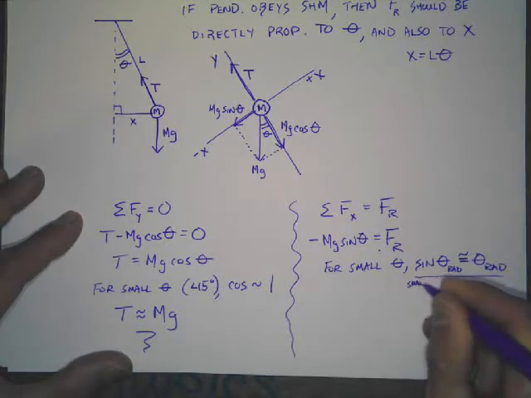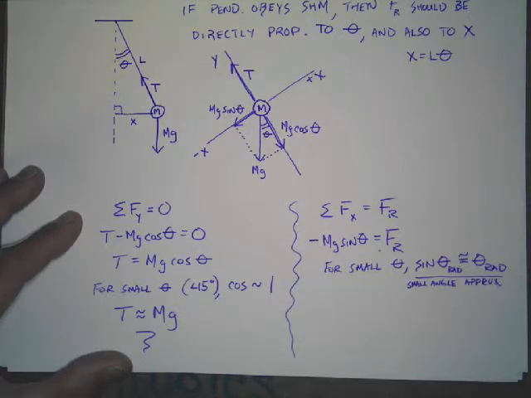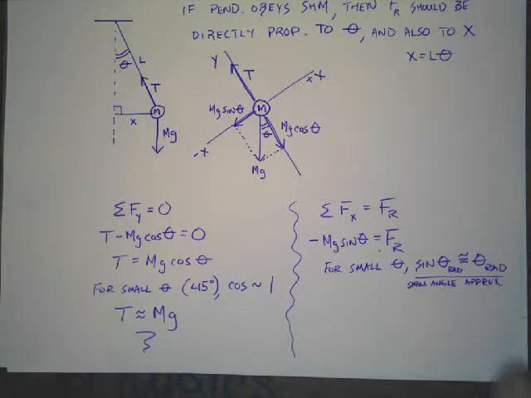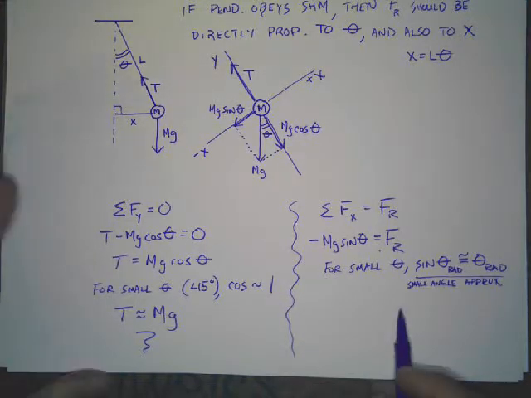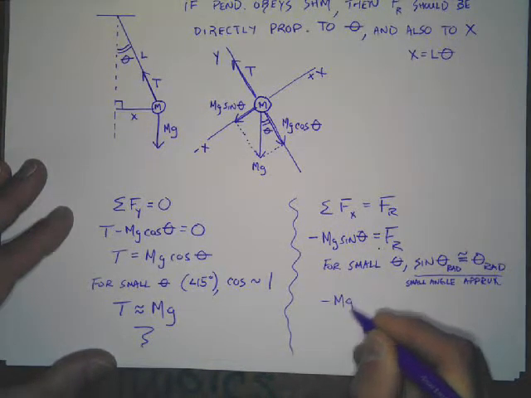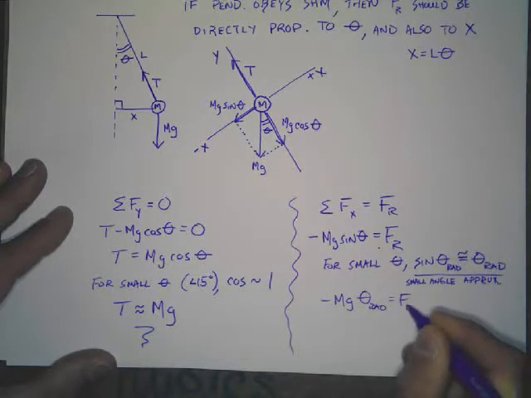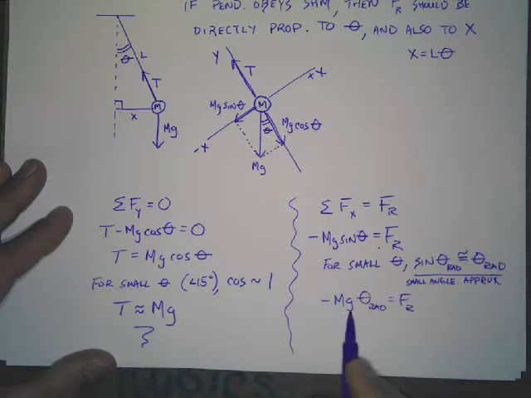I would highly encourage you to check this on your calculators. Take 10 degrees, convert it into radians, and then take the sine of that angle, and it should be equal to the angle itself in radians. So it's a good thing to check out. So what that means is that we can say here that the restoring force is approximately equal to the weight of the object, which is constant, times the angular displacement from equilibrium.